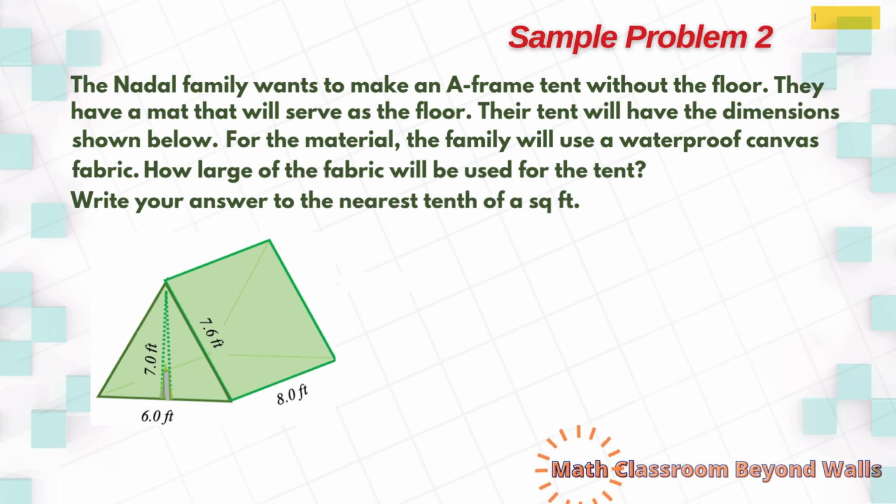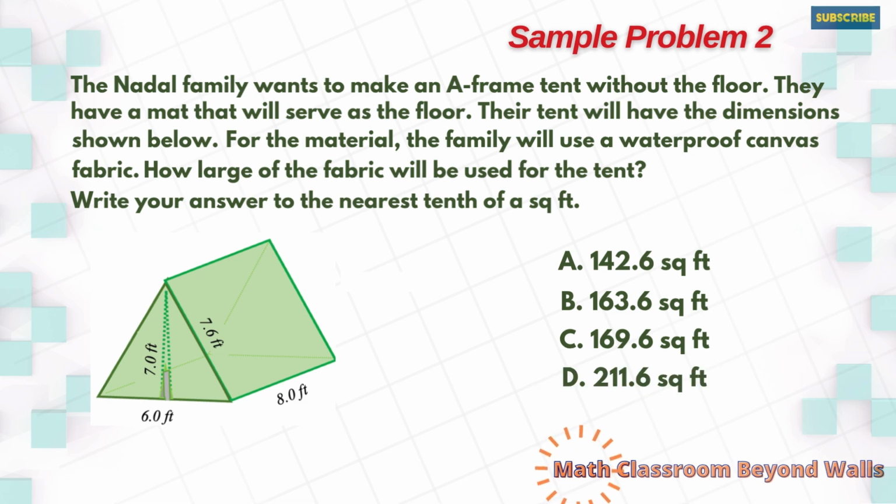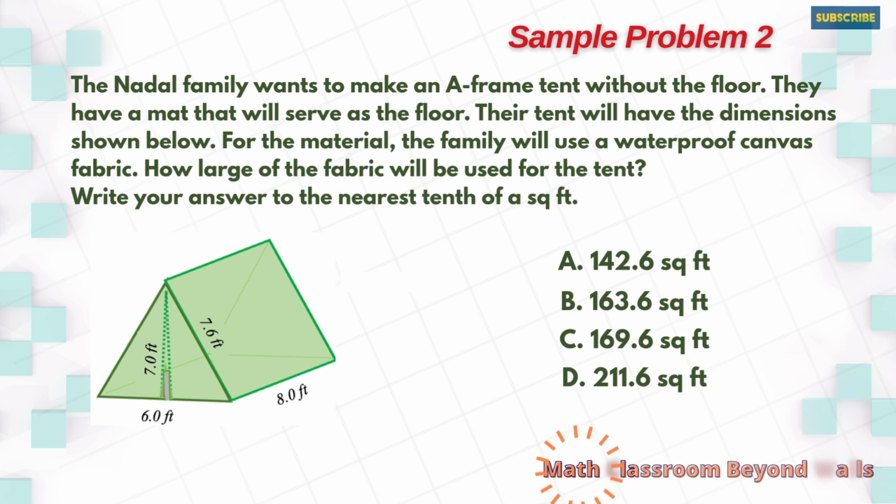Option A, 142.6 square feet. Option B, 163.6 square feet. Option C, 169.6 square feet. Option D, 211.6 square feet. As usual, we begin by reading the whole problem and may read it several times when needed to know what we're looking for, to determine what are given, and to figure out how the given information help find what we're looking for. What is asked in the problem, learners?